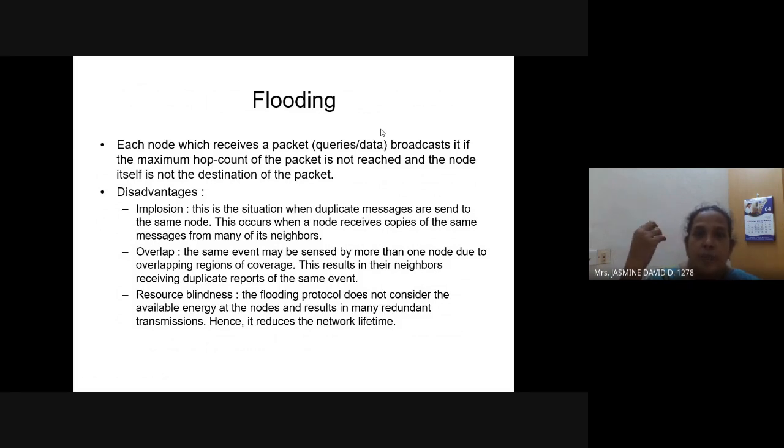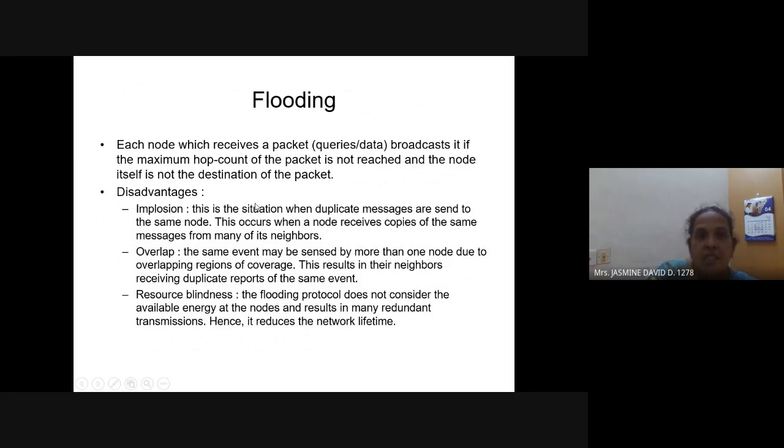Each node which receives a packet broadcasts it if the maximum hop count of the packet is not reached and the node itself is not the destination of the packet. Actually, flooding is nothing but disturbing the network operation. It will be flooded with more data, so the wanted information will not be able to be transmitted. The disadvantages of flooding are implosion, overlap, and resource blindness.